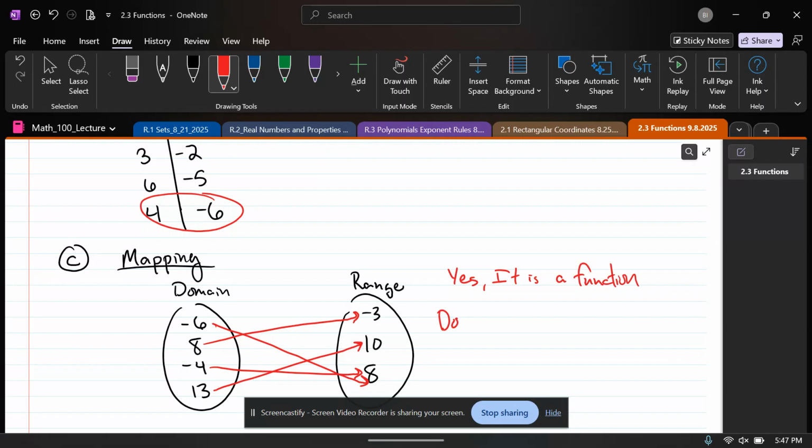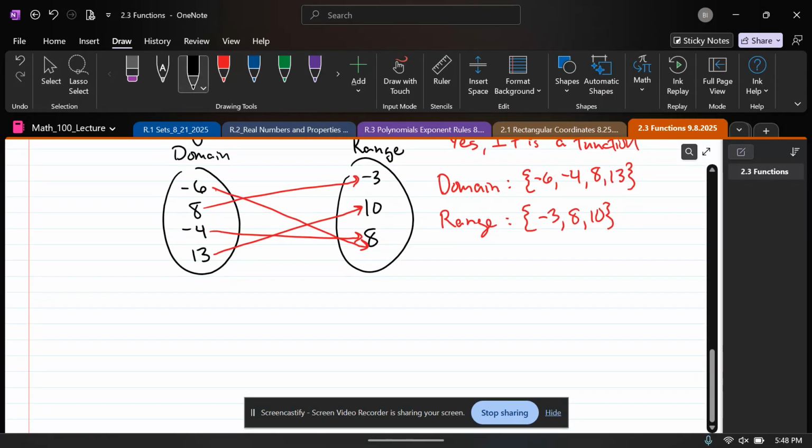The domain, put it in order: -6, -4, 8, 13. The range, put it in order: -3, 8, 10. Okay. So that one is a function. It doesn't repeat in the x values.